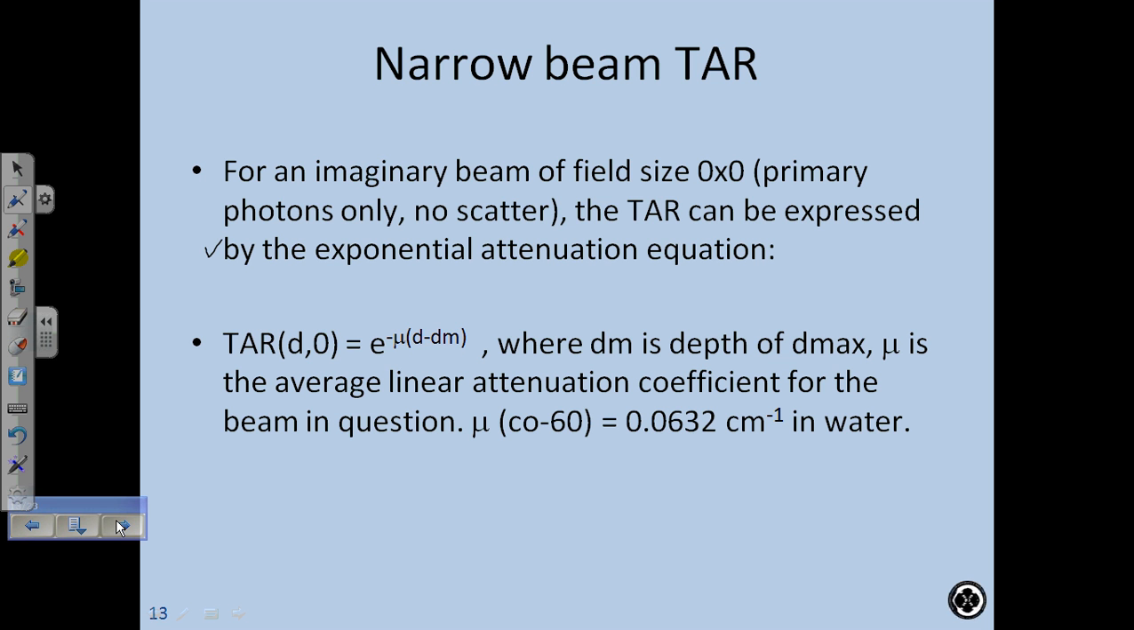So the TAR for a 0 field size at a depth of d, there's the variable, is equal to a simple exponential, e to the minus mu of (t minus d max). So that's your exponential attenuation equation. That's all that is. So for primary photons, when there's no scatter, you can use exponential attenuation. So mu for cobalt 60 is that.